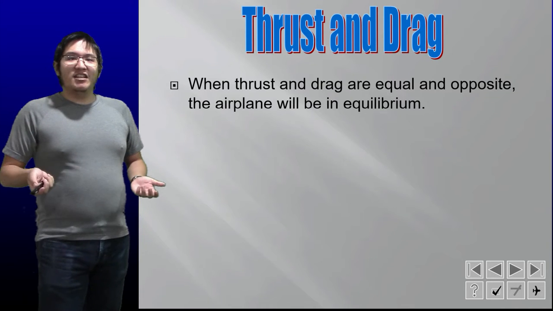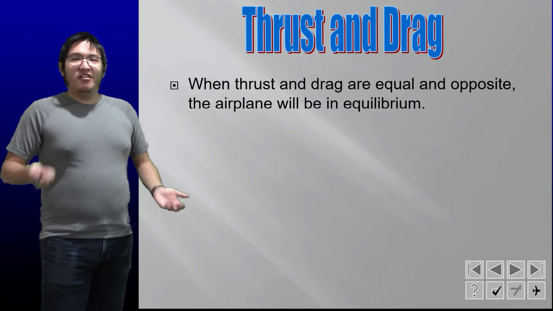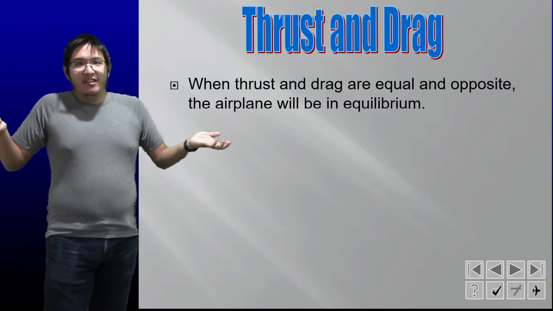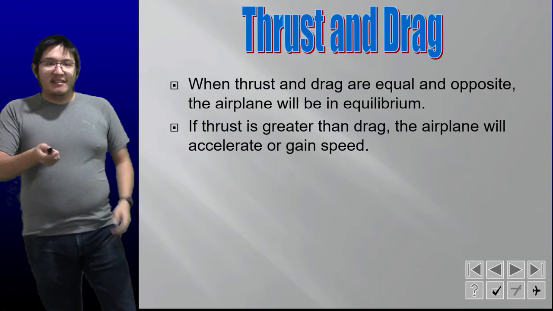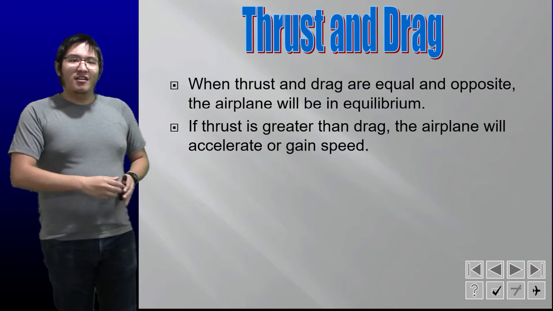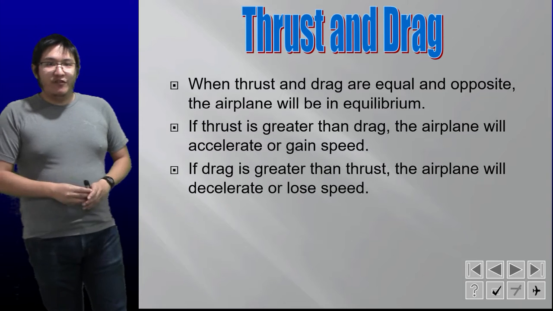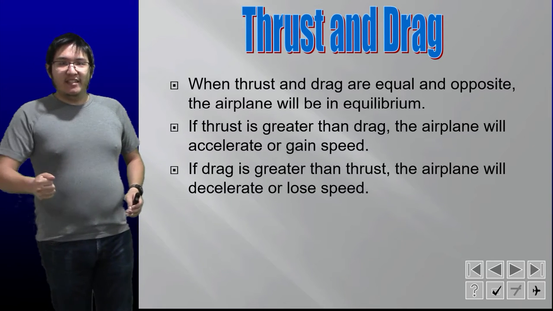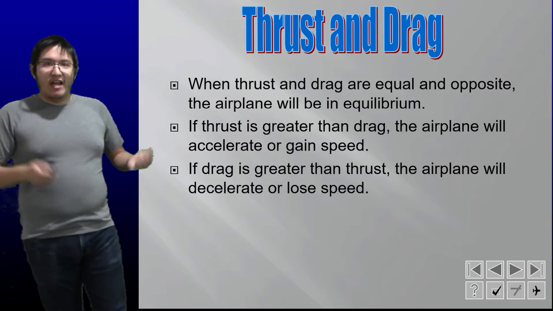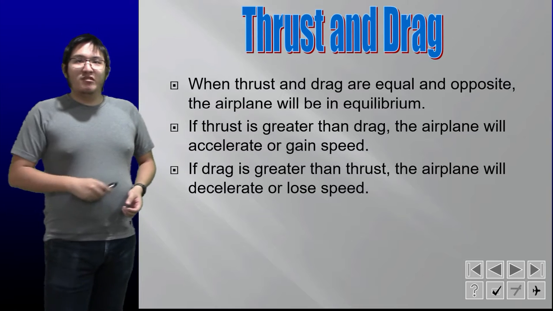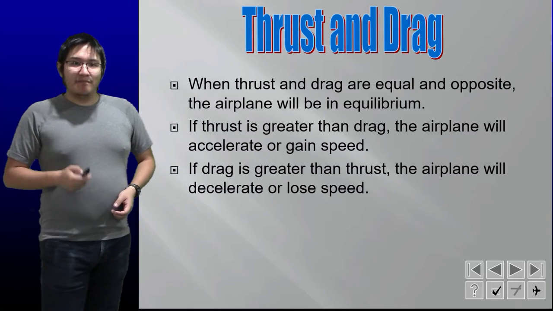Same thing with thrust and drag. So thrust and drag are equal and opposite, they're in equilibrium. When thrust is greater, so we add more power, the airplane will accelerate, it will gain airspeed. If drag is greater, so let's say we're reducing the power to the point that drag overtakes it, then the airplane will decelerate and lose speed.